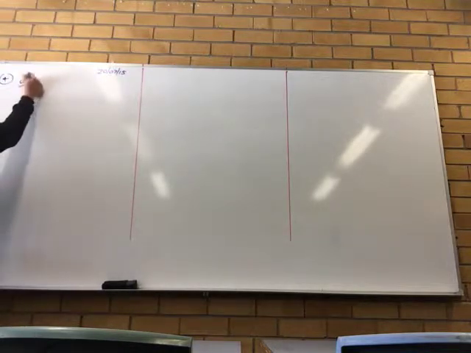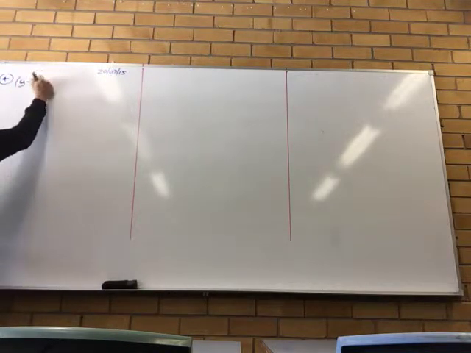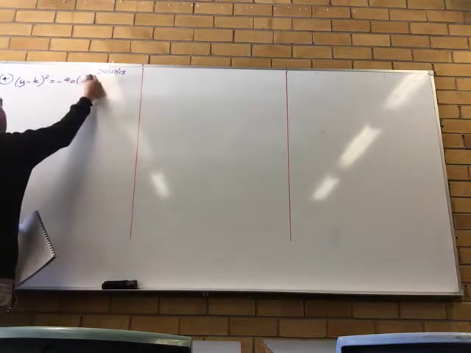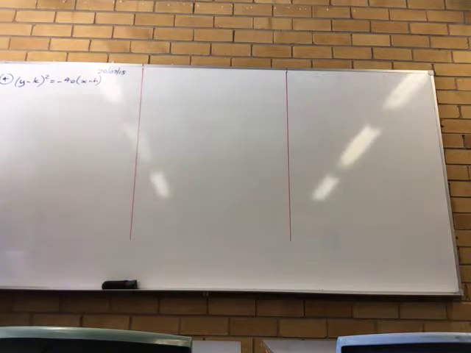Alright, number 4, y take away k, all squared is equal to negative 4a, x take away h. So, focus on this now. So, that's the last one. Alright, so let's do a quick recap.